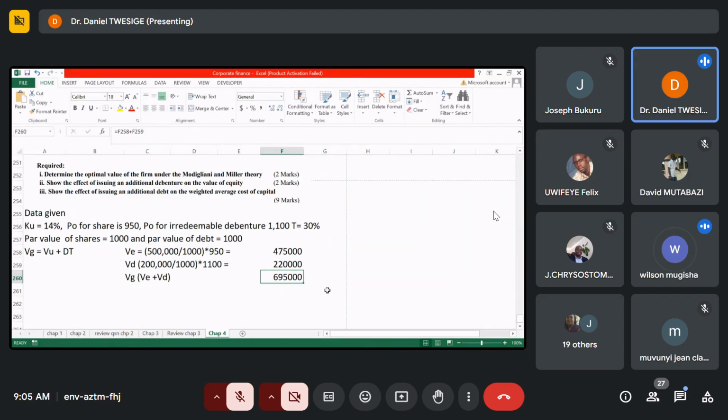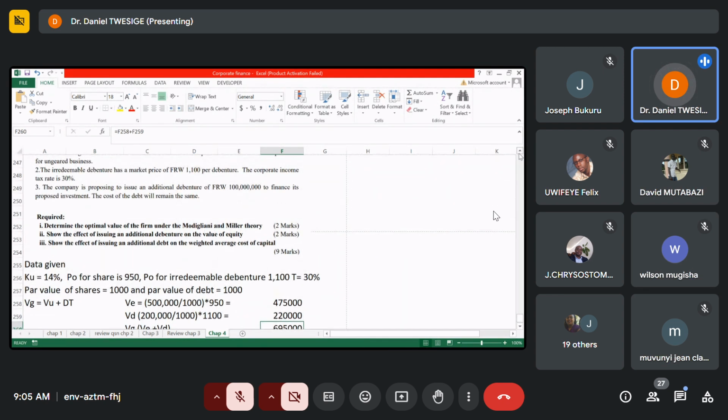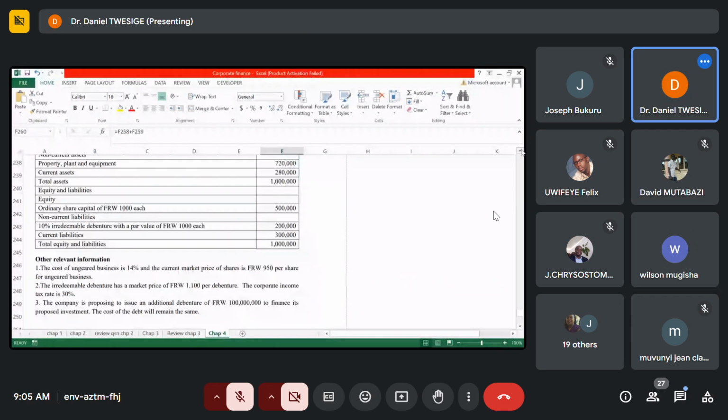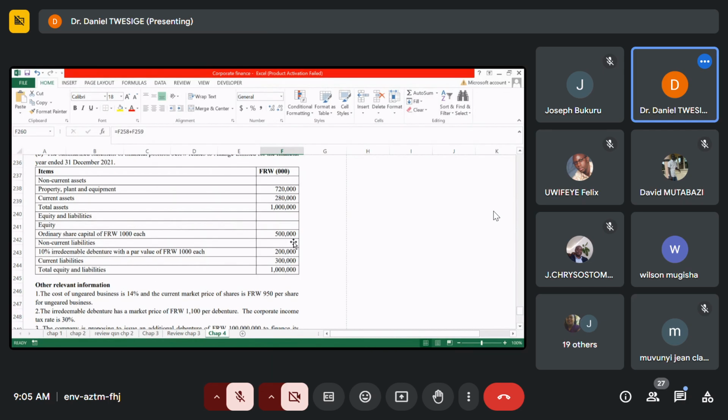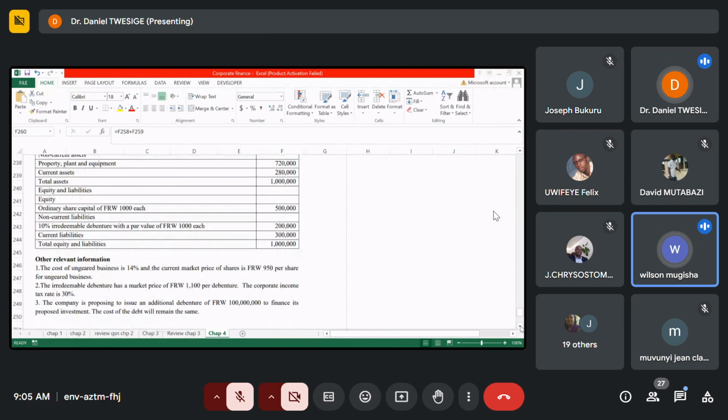Excuse me, sir. Yes, please. I'm not understanding the way you are getting the value of equity. Would you please help me to understand that? Okay. What's the current price of equity? 950. That's the current price. What is our current share capital in the statement? It is 500. Isn't it? I got you, sir. And the par value is 1,000. You got me now? Yes. Thank you. Okay.